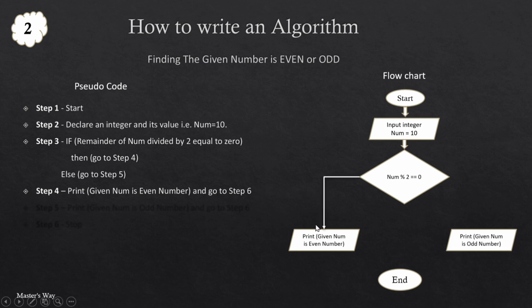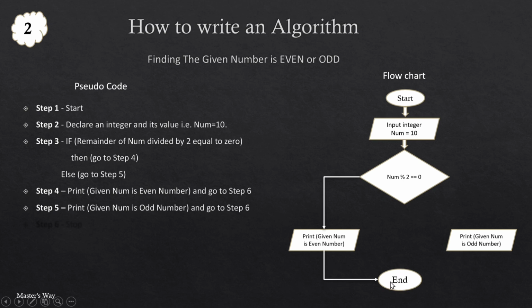Okay. See what is step 4? Print given number is an even number. If it is equal to 0, then only we are going to step number 4. What happens if it is not equal to 0? We will go to the else case. Go to step 5. You can see, and here you can see step 4, after printing go to step 6. What is step 6? It is nothing but end.